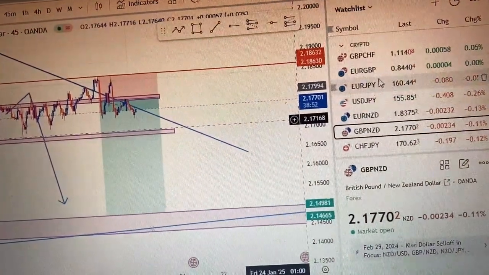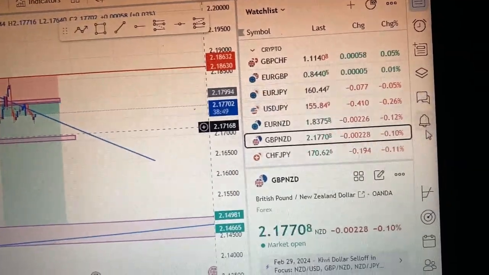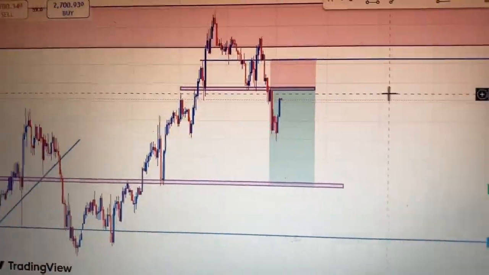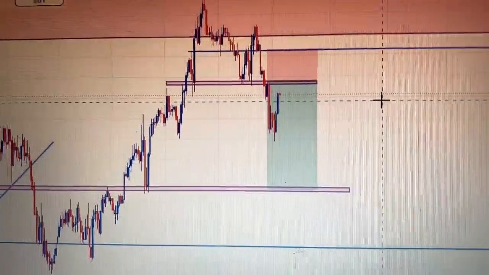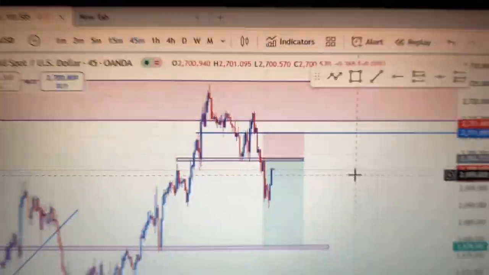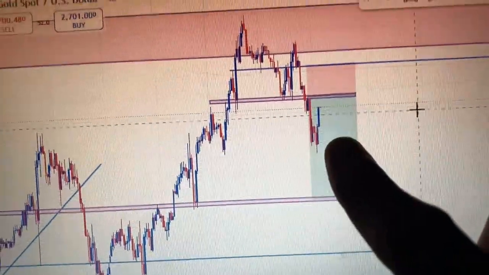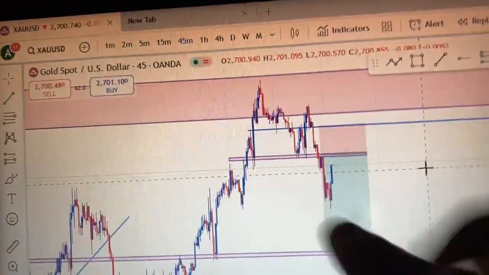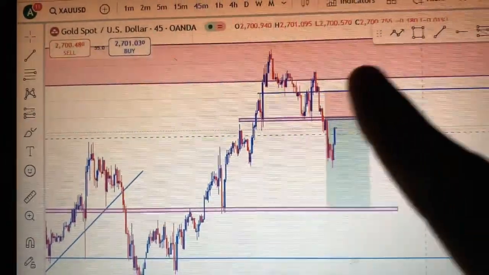So if we check other pairs like XAUSD, we could see some massive changes. To be honest, I wasn't analyzing XAUSD. Then I just saw this. So this was an analysis I did about a week ago. And honestly, I forgot about this. Like, I'm just seeing it right now.